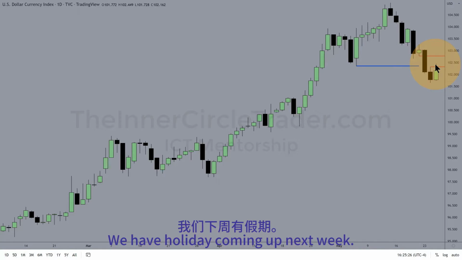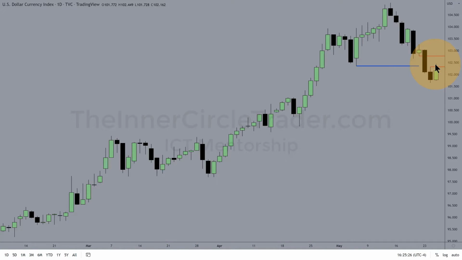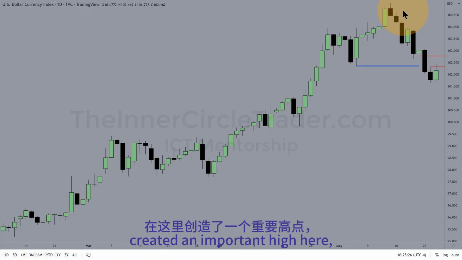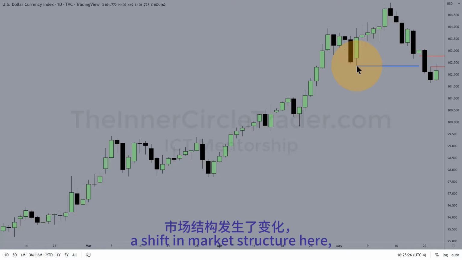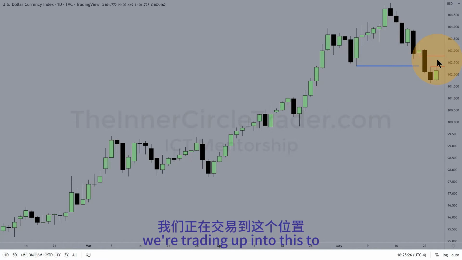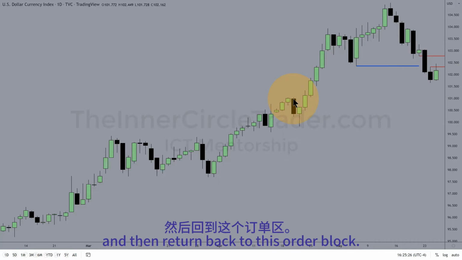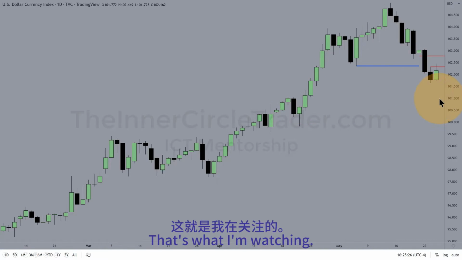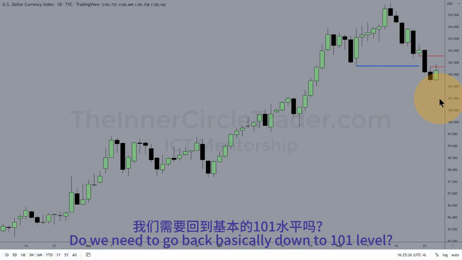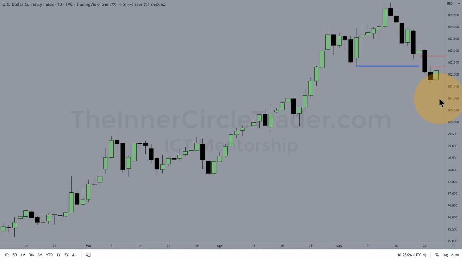We have a holiday coming up next week. Volume's probably going to go light into the end of the week here, and what I'm watching to see is, I don't know, but have we created an important high here, a shift in market structure here? We're trading up into this to work lower into here and then return back to this order block. That's what I'm watching. Do we need to go back basically down to the 101 level?